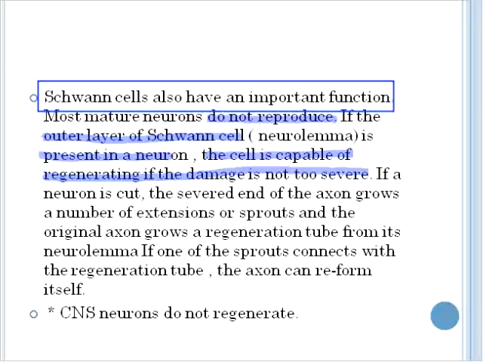If a neuron is cut, severed, the Schwann cell, the severed end, will grow a number of extensions, a number of sprouts, and the original axon will grow what's known as a regeneration tube from its neurolemma. If one of the sprouts connects with the regeneration tube, the axon then can reform itself. Coincidentally, central nervous system neurons do not regenerate. They don't have the same degree of myelination, and this accounts for that.